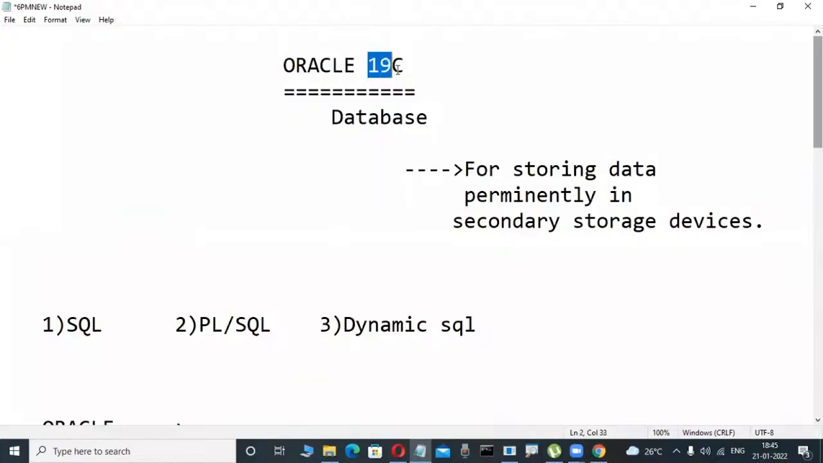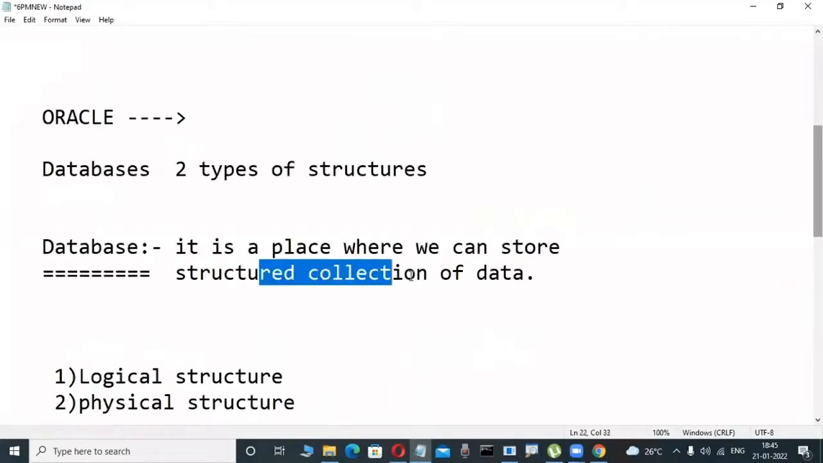Yes, that's why now this Oracle is a product from Oracle Corporation. In our course, we are learning about the 19c version only. In this one, this is a database product. If anybody asks what is a database, as developers we tell that it is a place where we can store a structured collection of data. That is the logical side we are telling.